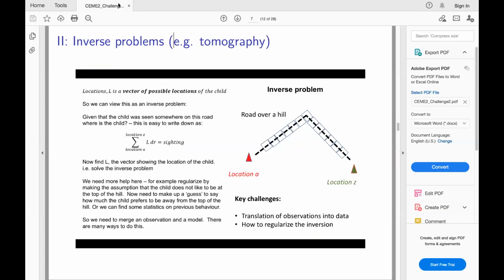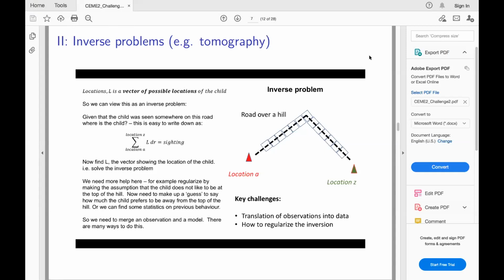Thank you, Alan. So I'm going to take everybody now to a very specific example so we can really focus in on something that is the real problem. If you look at the right-hand side, you can see I've drawn a little diagram, which starts at location A and goes to location Z, and it represents a road, the dotted line, which is going over a hill. And the problem that we're given is that there has been a sighting of the child on the road. So that's all we know to start with.